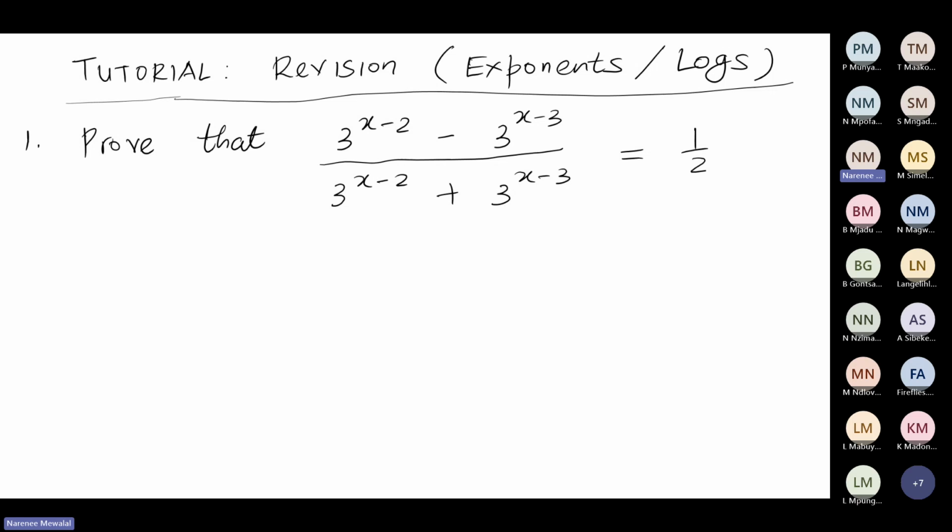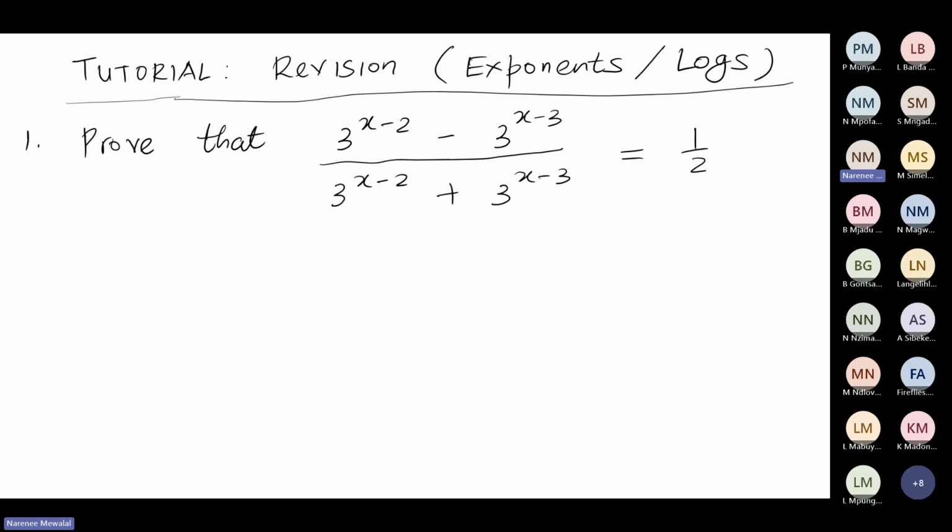Question 1 says, prove that 3 to the power x minus 2 minus 3 to the power x minus 3, over 3 to the power x minus 2 plus 3 to the power x minus 3, is equal to half. Now, the whole point of this question is to prove. Note that you are given a question. The left-hand side is the question and the right-hand side is the answer. They've given the answer to you, but they want you to show by way of some calculation that the left-hand side simplifies to the right-hand side. The point of discussing this example is not so much to get an answer, but to show you how to lay out your work in a test.